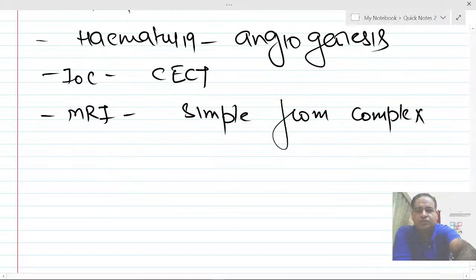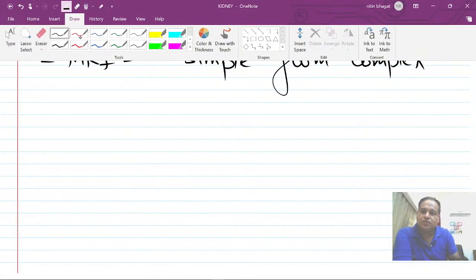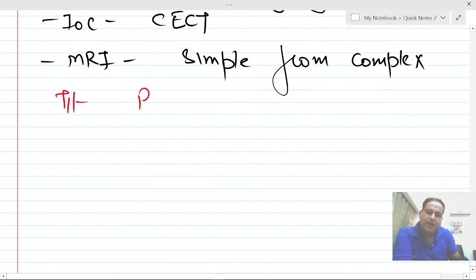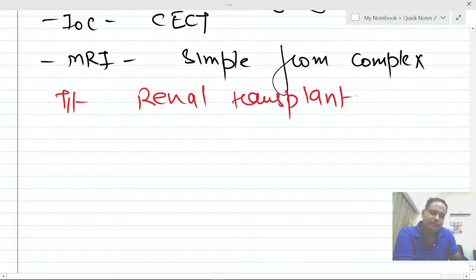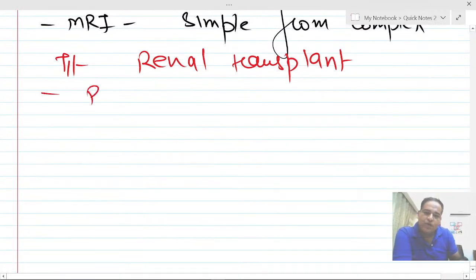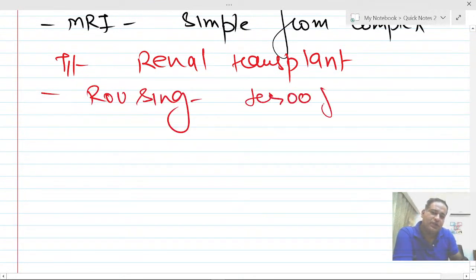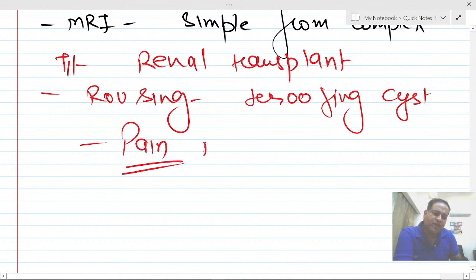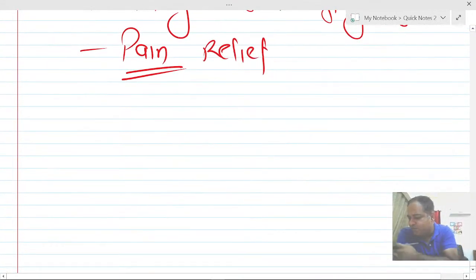Fine. Now, what is the treatment? Definitive treatment is renal transplant. Fine. Rovsing operation. That means de-roofing the cyst, just puncturing and removing the liquid. It will just give pain relief. This is not a definitive surgery.